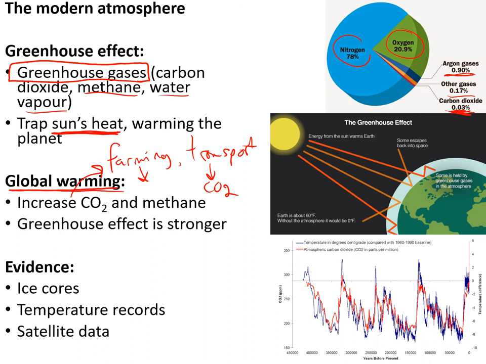So the greenhouse effect is a good thing. The problem is that we're making it stronger by our activities, because we're releasing lots of these greenhouse gases. So the greenhouse effect is now getting too strong, which is causing global warming and leading to the climate emergency.